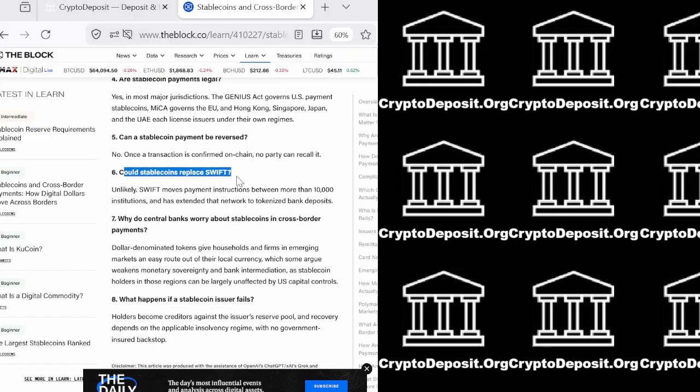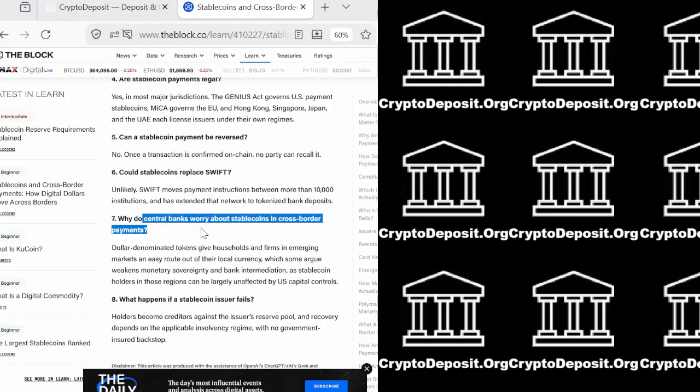Could stablecoins replace SWIFT? Unlikely. SWIFT moves payment instructions between more than 10,000 institutions and has extended that network to tokenized bank deposits. Why do central banks worry about stablecoins in cross-border payments?